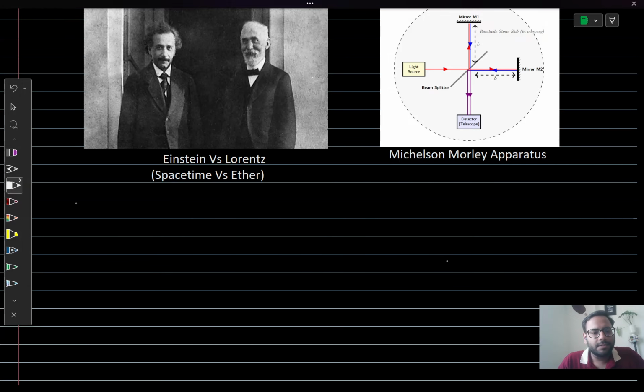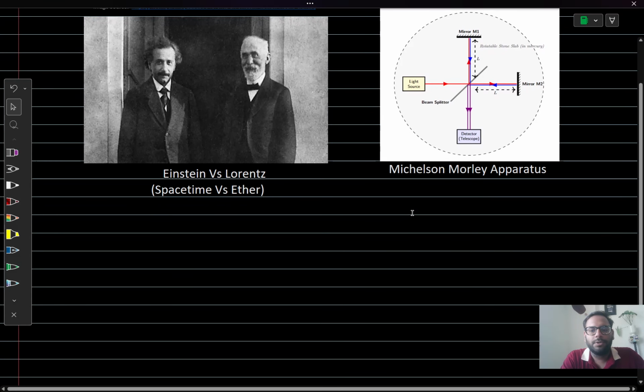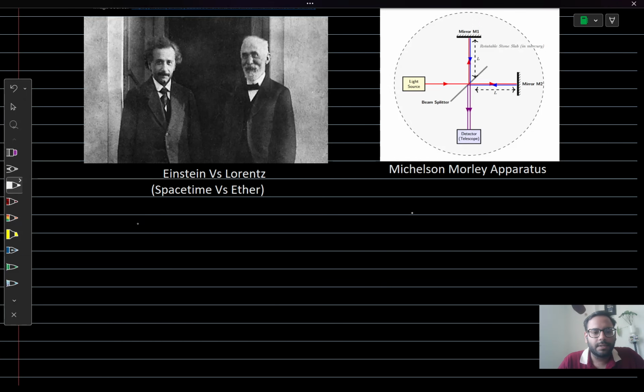It is a very easy calculation, you can do it very fast on your own. So I have this Michelson-Morley apparatus, and this apparatus is moving with respect to the ether. This apparatus is on the earth.